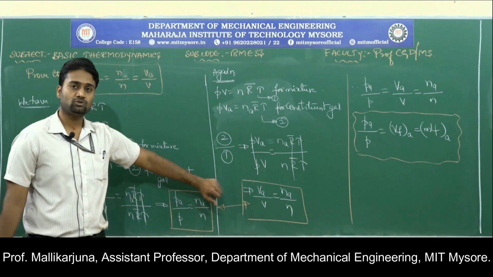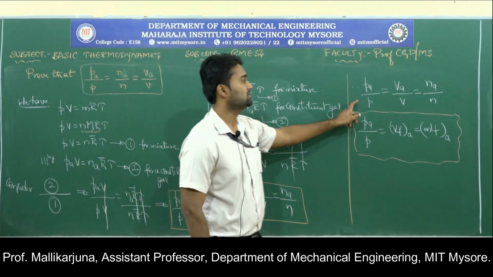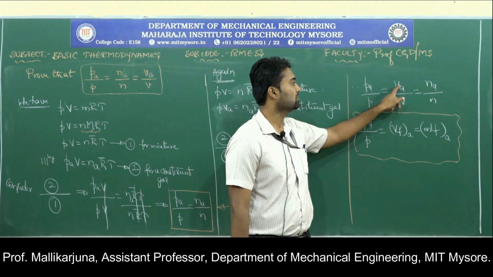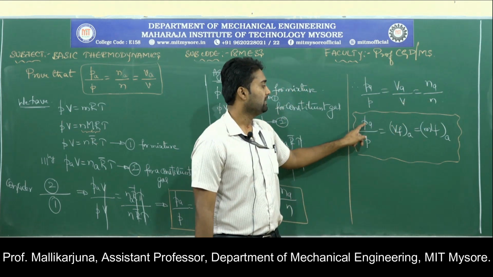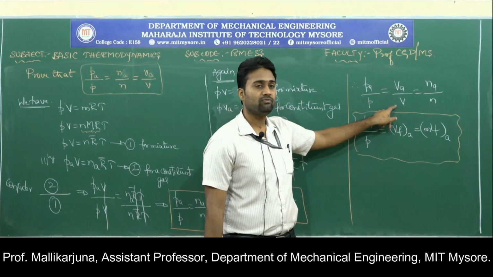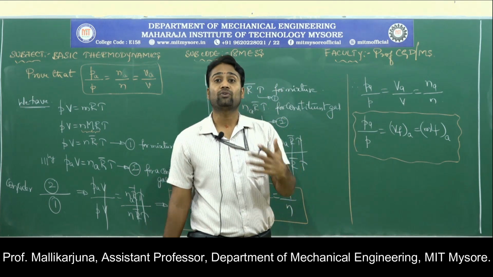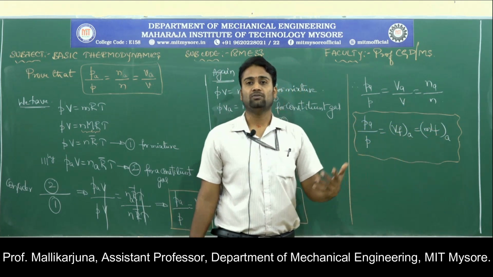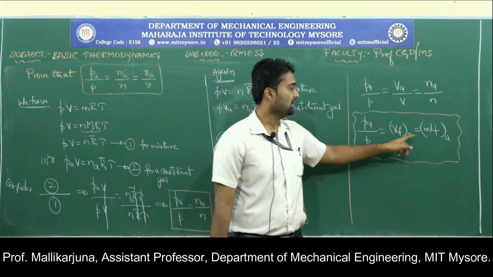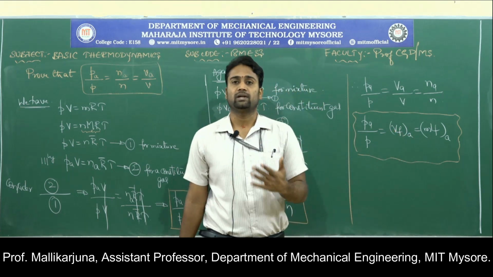If I merge these two equations, I will come across this equation: PA by P is equal to VA by V, which is equal to Na by N, wherein PA by P, which is equal to VA by V, can be written as the volume fraction of A, and Na by N is nothing but the mole fraction of A. Here the suffix A stands for constituent gas A.